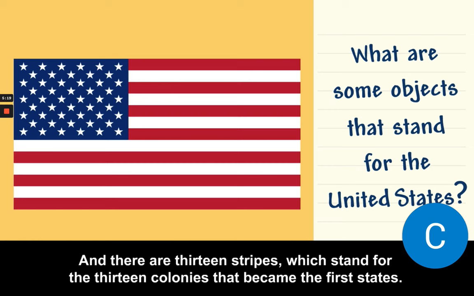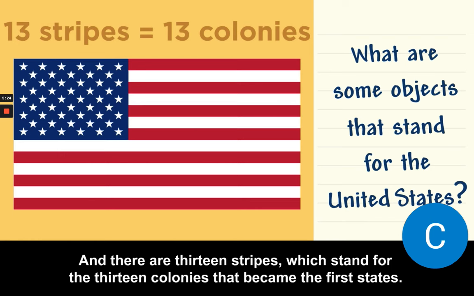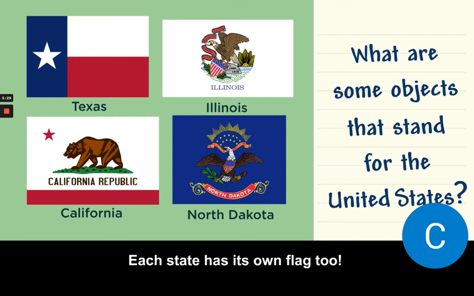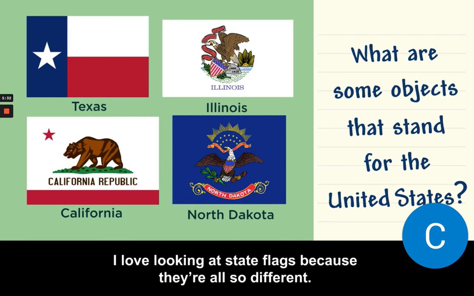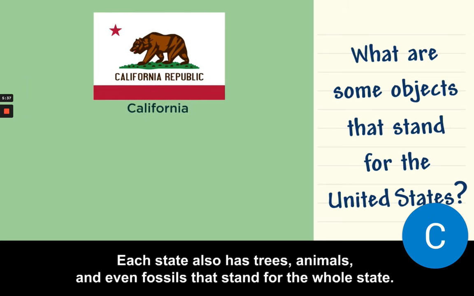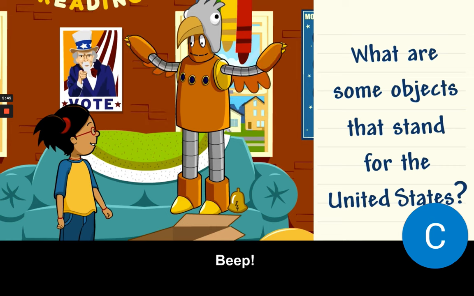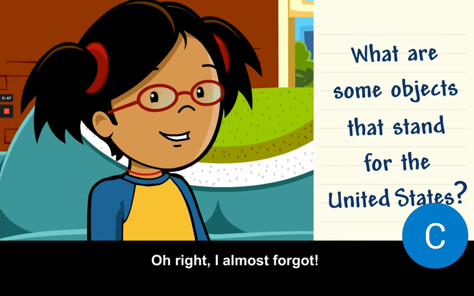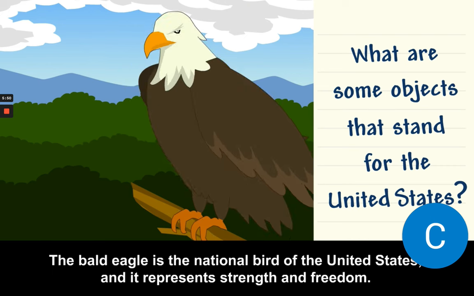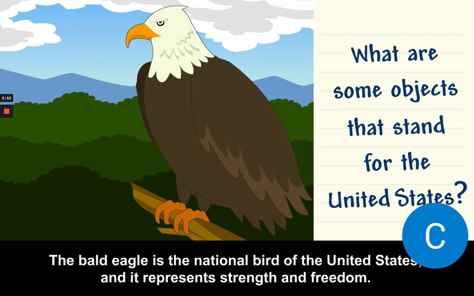And there are 13 stripes, which stand for the 13 colonies that became the first states. Each state has its own flag, too. I love looking at state flags because they're all so different. Each state also has trees, animals, and even fossils that stand for the whole state. Oh, right. I almost forgot. The bald eagle is the national bird of the United States, and it represents strength and freedom.